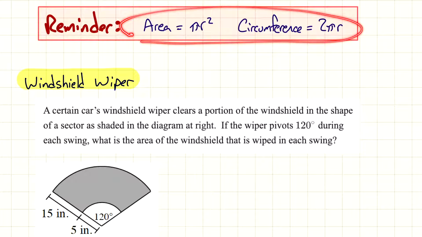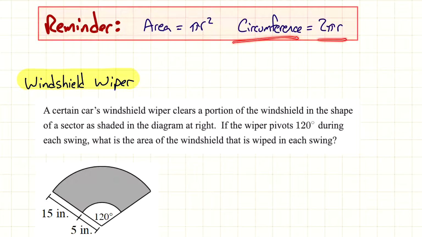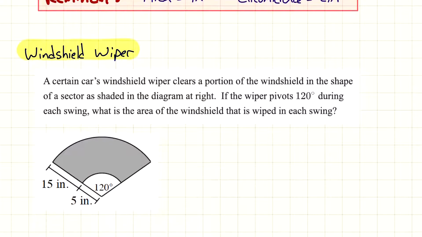The formula for finding the area of a circle is equal to pi r squared, and finding the distance around the circle, the circumference, is 2 pi r. All right, so we're going to be using those in today's lesson. All right, so here's our windshield wiper problem.